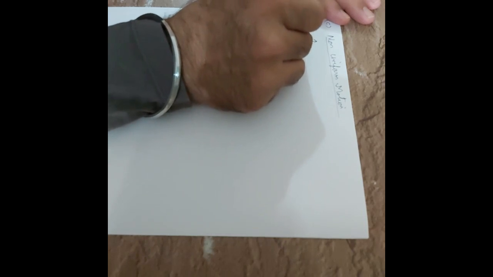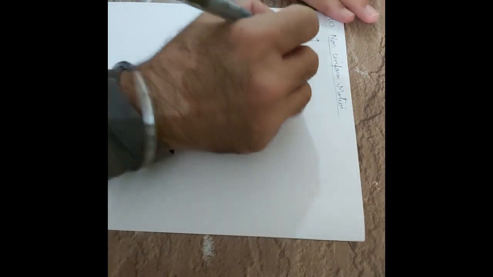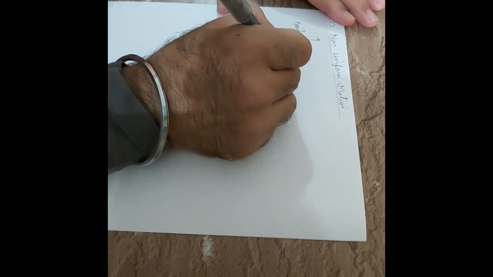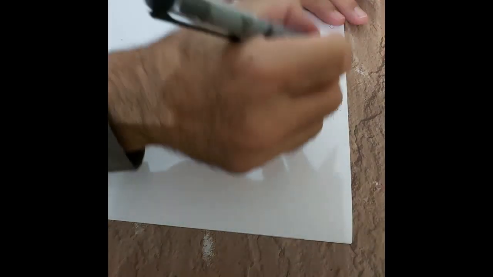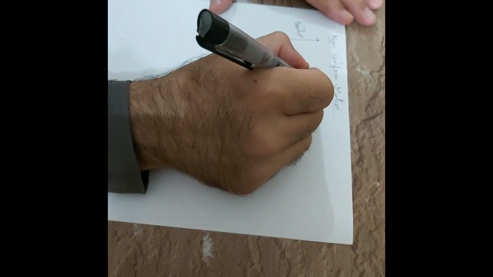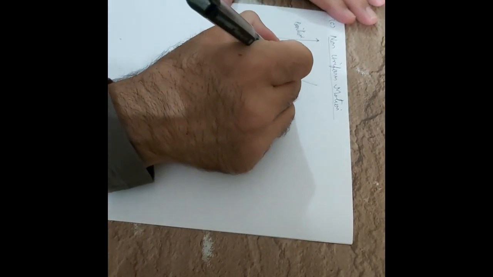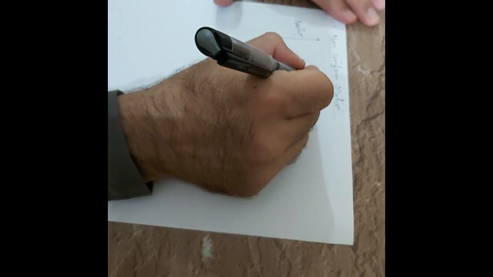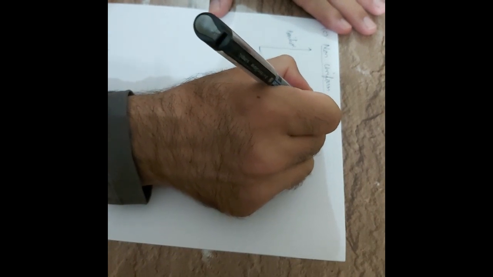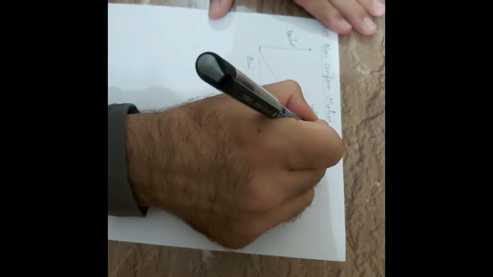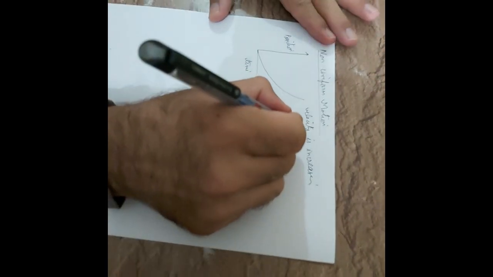Position, time. For non-uniform motion, it will be like this. So in this graph, what we find? We find that position is changing very fast. So what does it mean in this graph? Velocity is increasing.